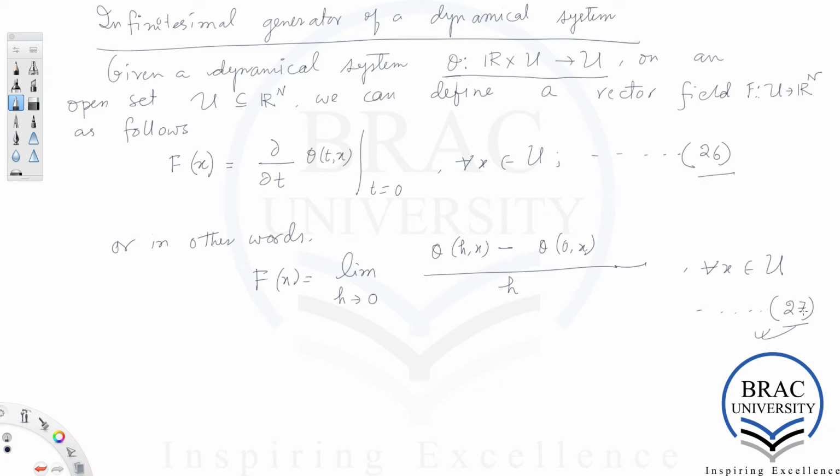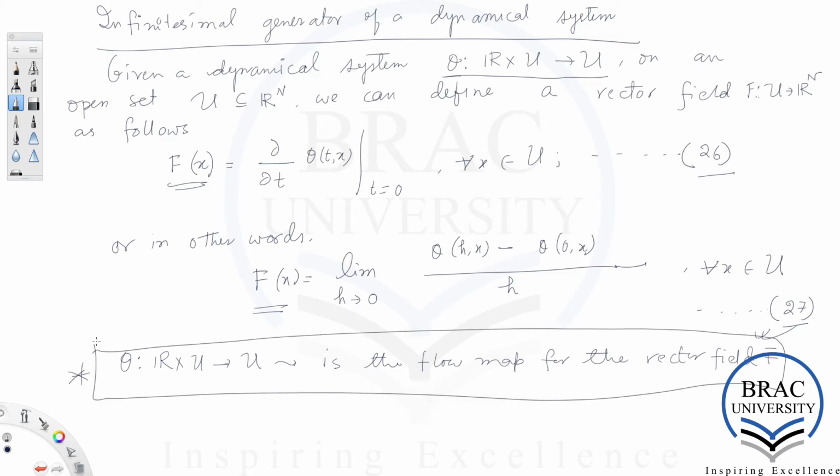We will first show that theta from R cross U to U is actually the flow map for this vector field F. This is the first thing to do. This is how we are going to define this vector field F. Now we have to show that this is indeed the flow map of this vector field F. Theta is the flow map for the vector field F. This is what we are going to show.